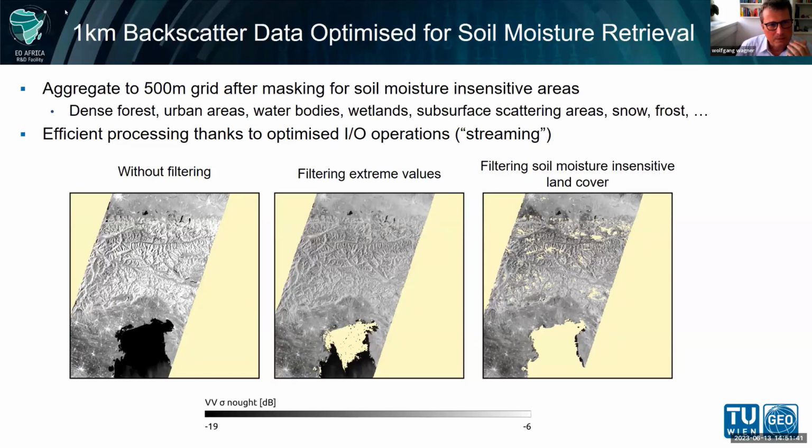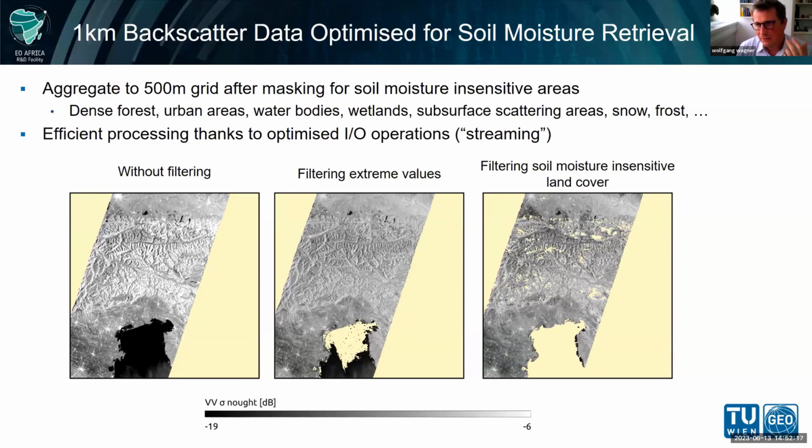So what we are now doing is, in the pre-processing, we use the original data. We filter the data for extreme values that cannot represent real soil moisture values, and then we filter out all those areas where, for whatever reason, we cannot be sensitive to soil moisture. This can be water bodies, urban areas, dense forest, or the subsurface scattering areas. And then we get a measurement of backscatter that is optimized for its sensitivity to soil moisture.